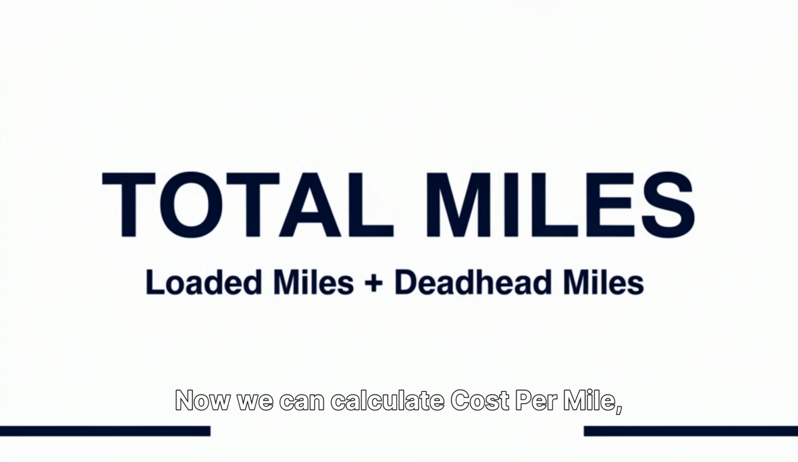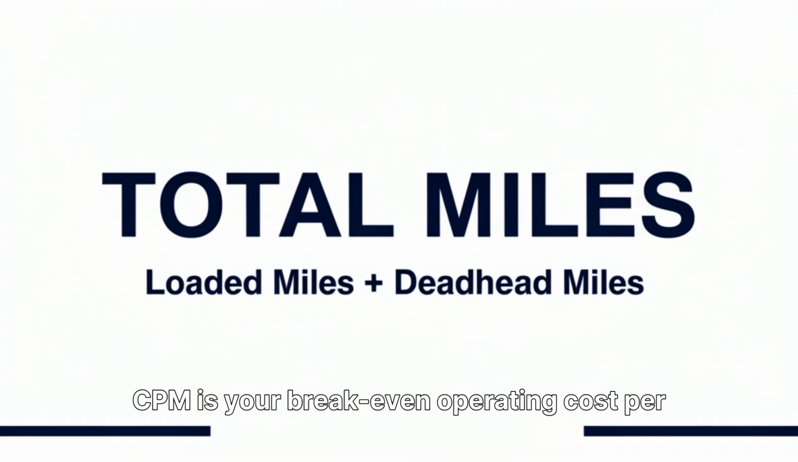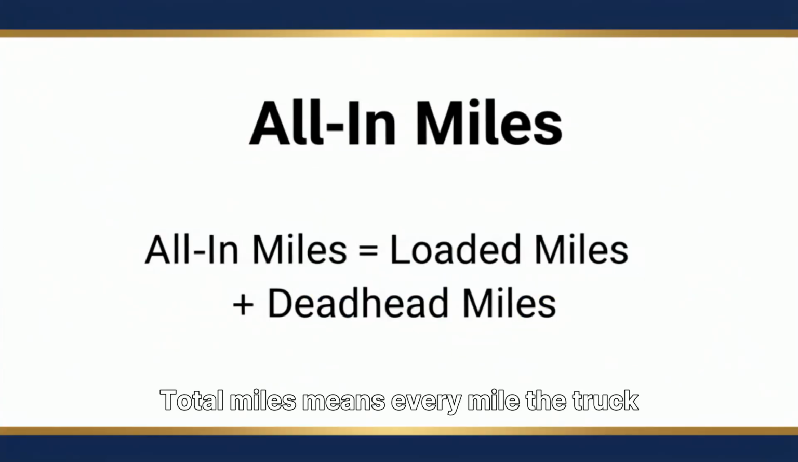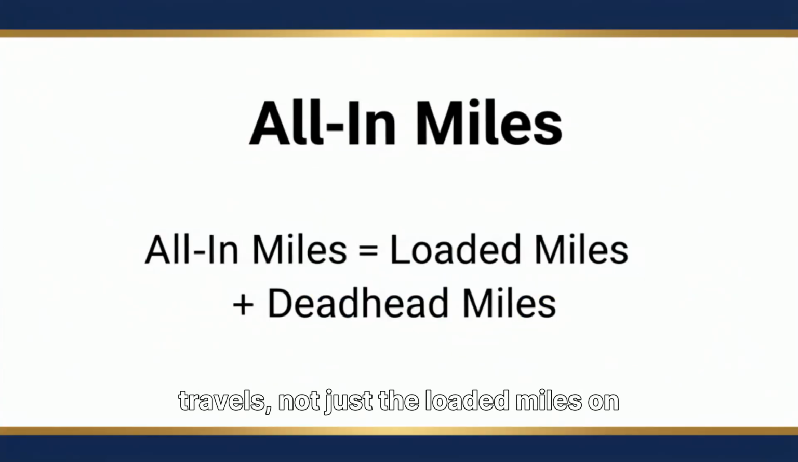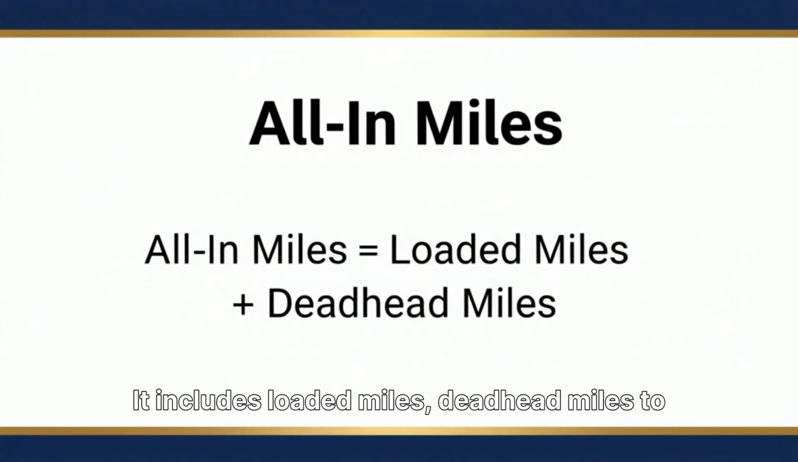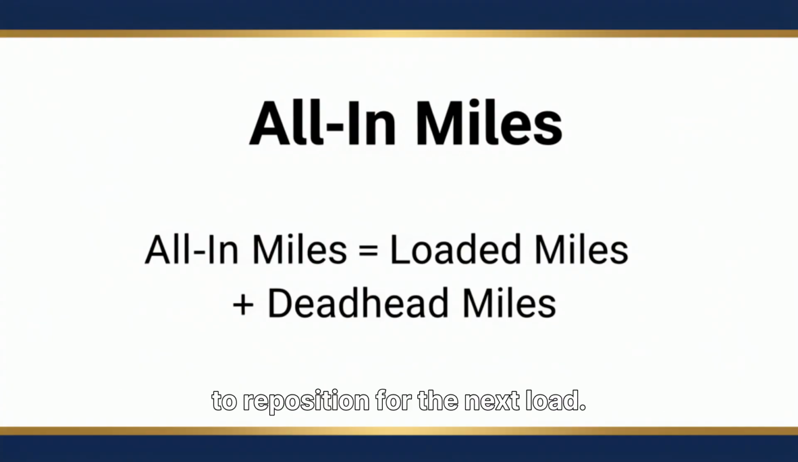Now we can calculate cost per mile, or CPM. CPM is your break-even operating cost per mile, but to get a real CPM, you need a real mile count. Total miles means every mile the truck travels, not just the loaded miles on the rate confirmation. It includes loaded miles, deadhead miles to the pickup, and deadhead miles after delivery to reposition for the next load. If the wheels turn, it counts.